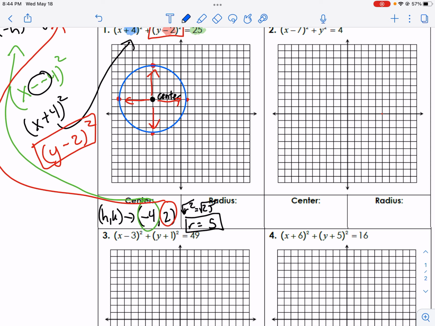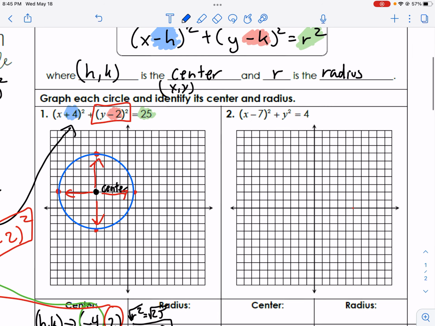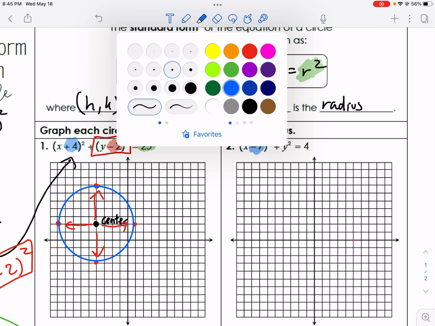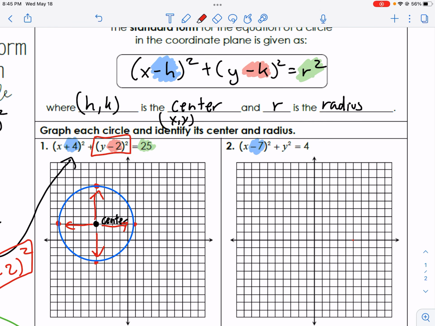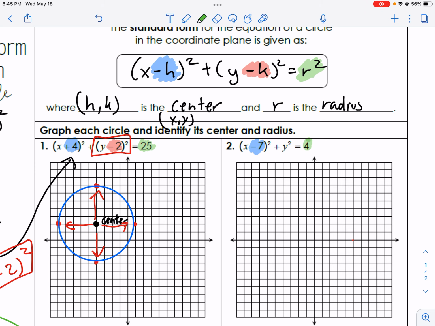Alright, let's try number 2 and see if we can do it together here. Number 2, I'm going to look for my h and my k value first. So I'll highlight the blue for h. You can use whatever color you've been using. Red for k, is this red? Interesting, I don't think there's a red. And then my green for radius.